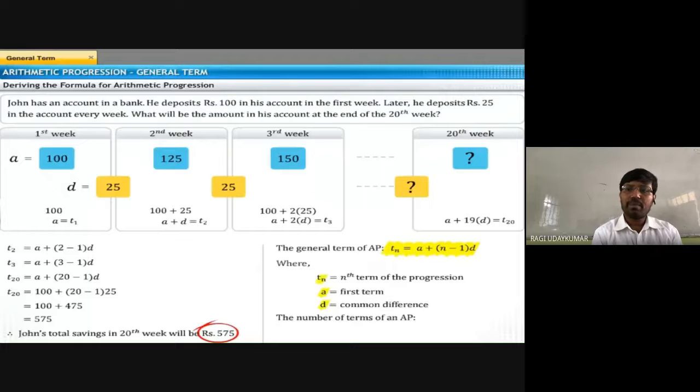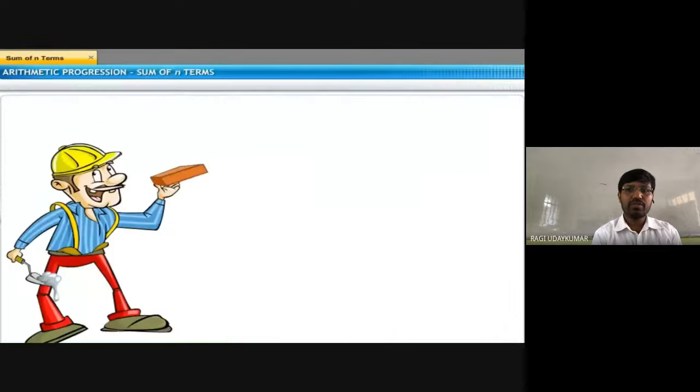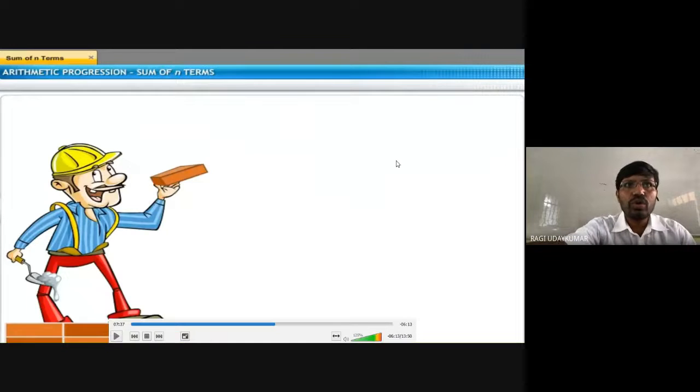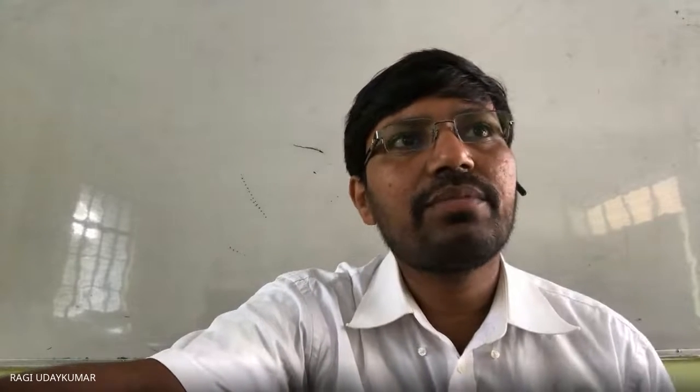Then, if you want to find the number of terms of an arithmetic progression, n is equal to (Tn minus a) by d, plus 1. It is not necessary to count the terms by looking; this formula is really helpful to find the number of terms. So based on this nth term finding, we have an exercise.